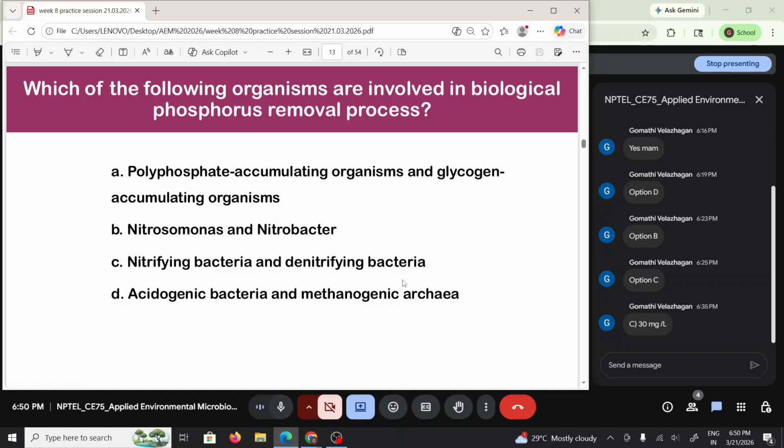The next question is, which of the following organisms are involved in biological phosphorus removal? Very easy question. I have also given the options as well.